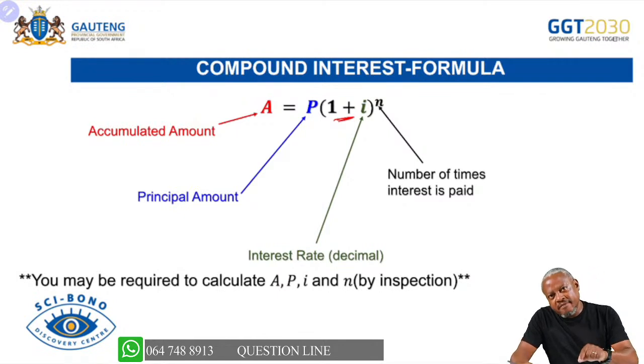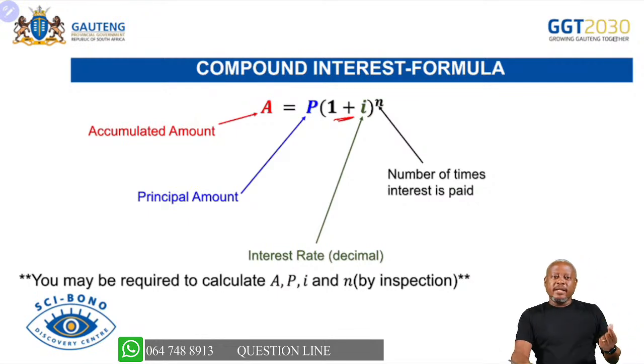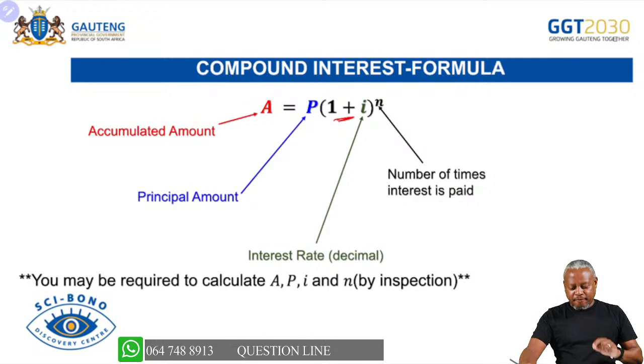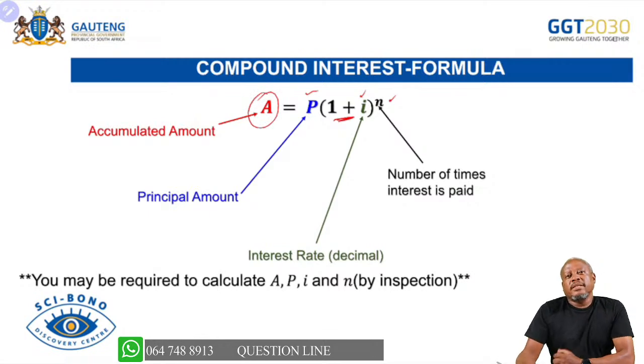Now listen, the formula is given, so you need to be able to identify the correct formula and solve the problem. You might be required to calculate P, I, or N. You are not always going to be asked to calculate the accumulated amount. Then you say, oh, I learned this one, why are they asking me to calculate an interest rate now? Okay, you might be asked to calculate that one.